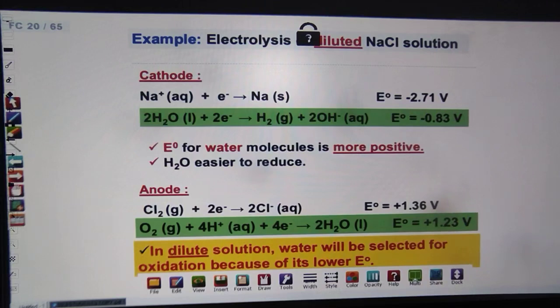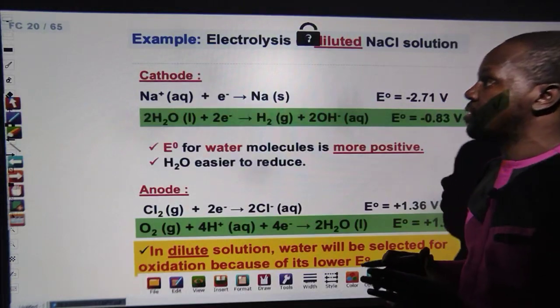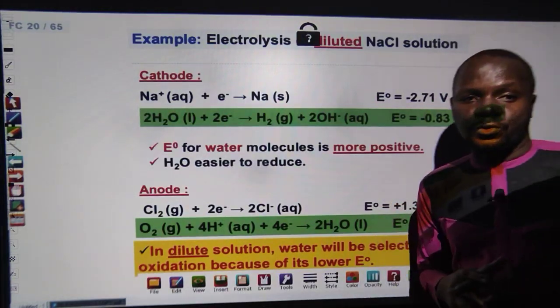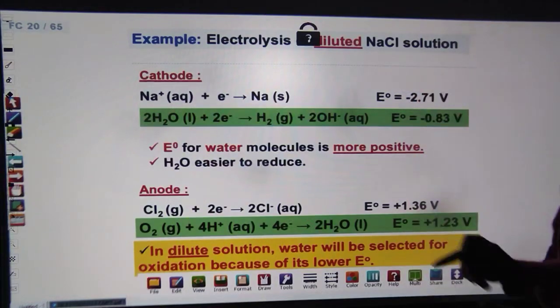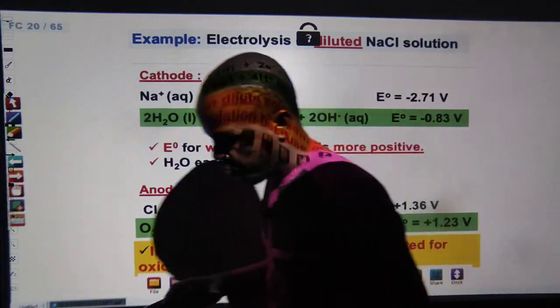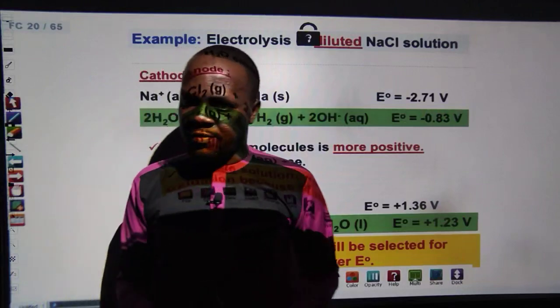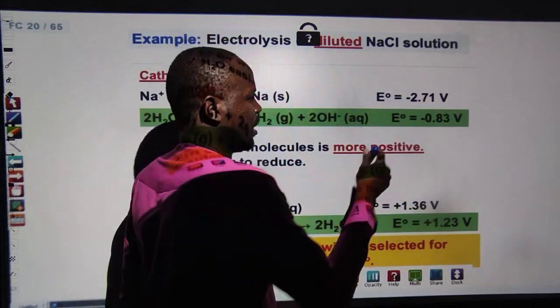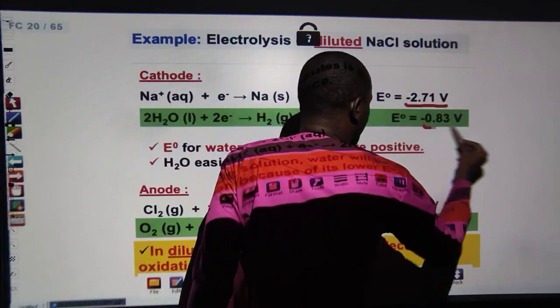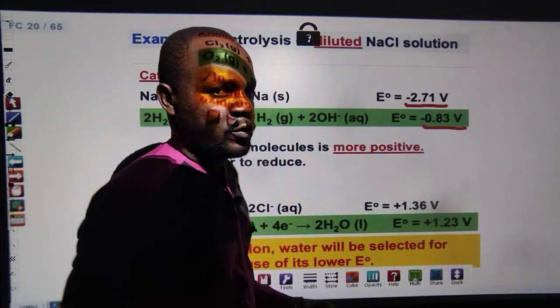Yes, going to the next one, this says the electrolysis of dilute sodium chloride solution. If you look at the one we did the other time, it was aqueous sodium chloride. This one is now dilute. In this type of situation, the concentration of the ion will not have an effect. These are things that the examiner will test you on. Now, your mathematical skill is going to be tested.